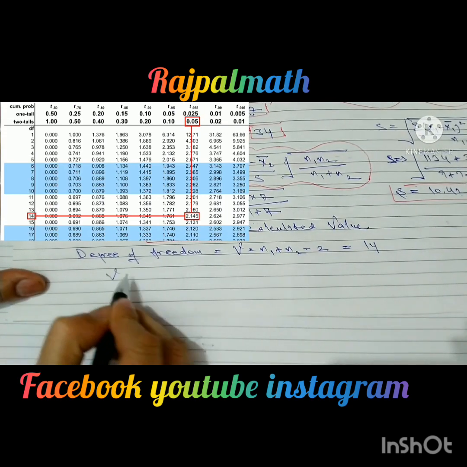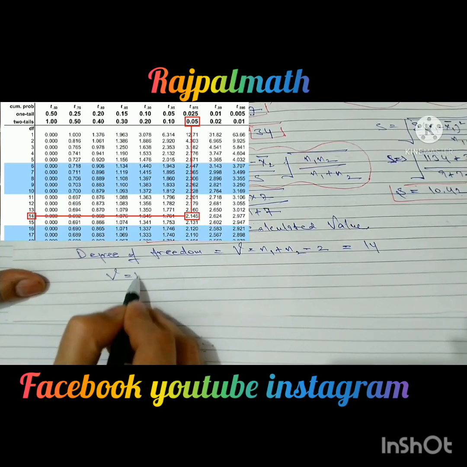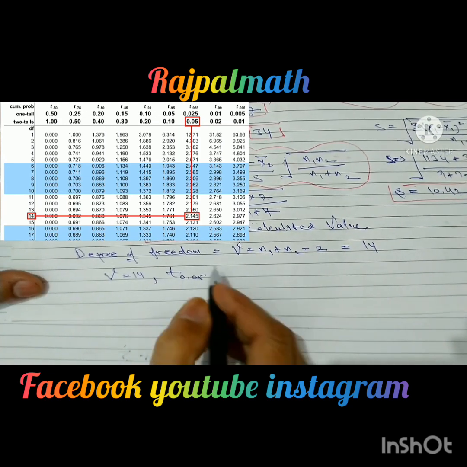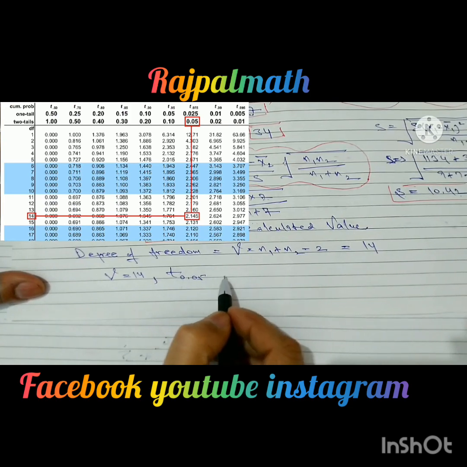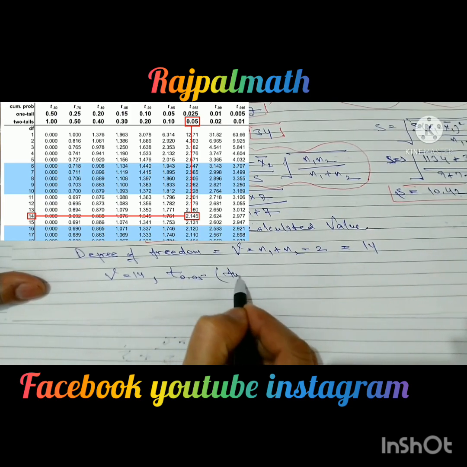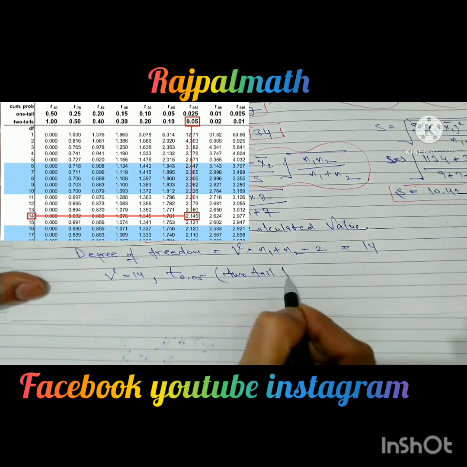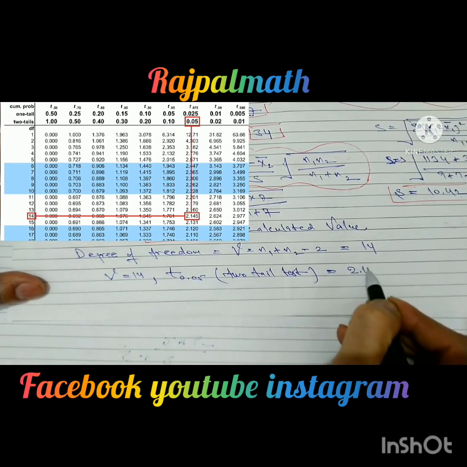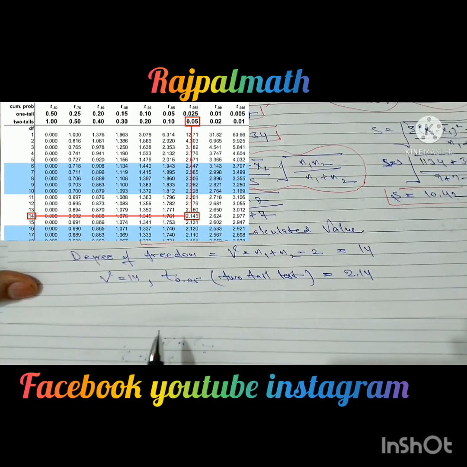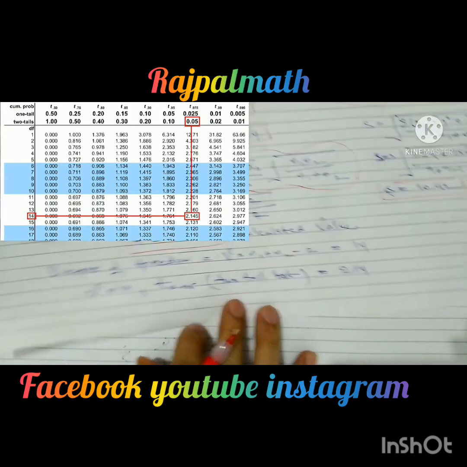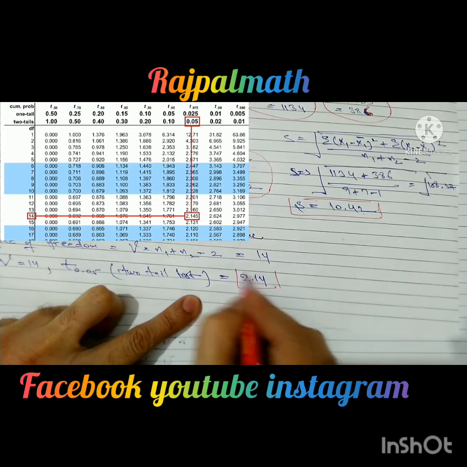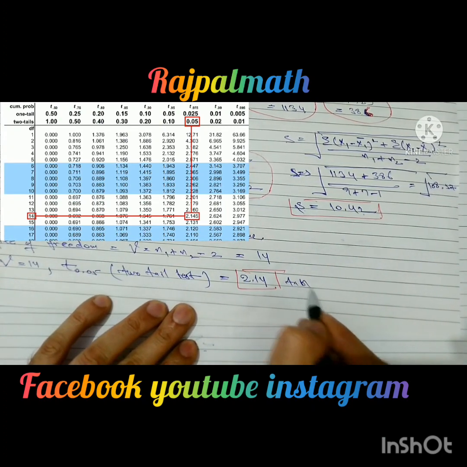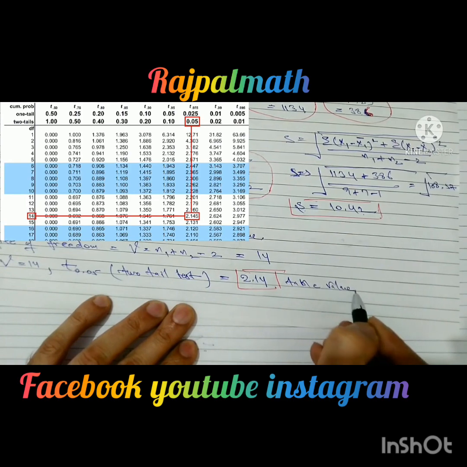Therefore, for nu equals 14, the value of t at 5% significance level for two-tail test, table value is 2.14, which is the table value or critical value.